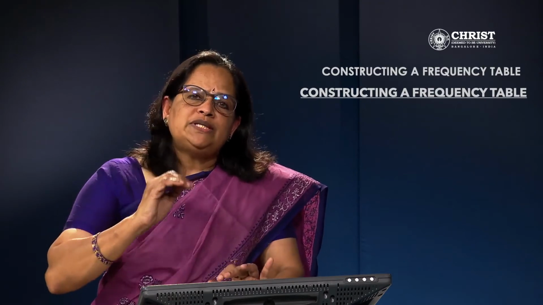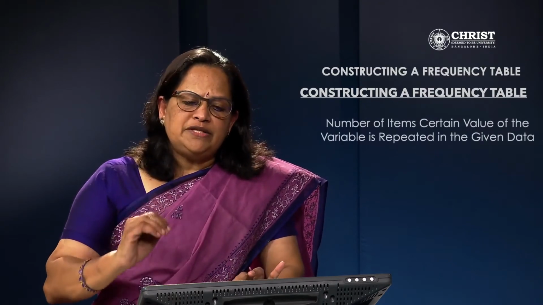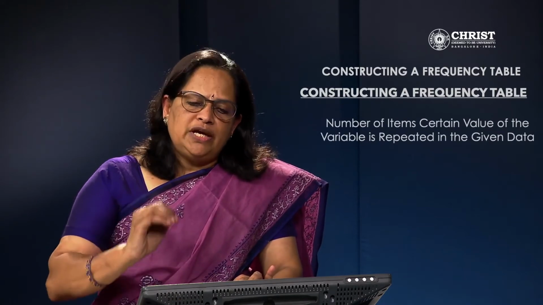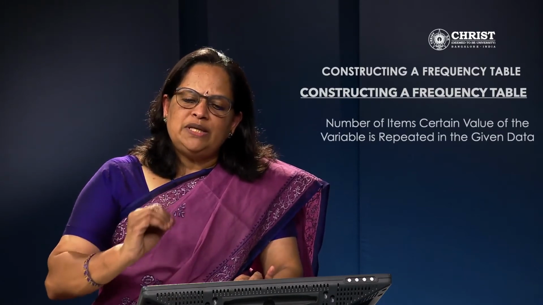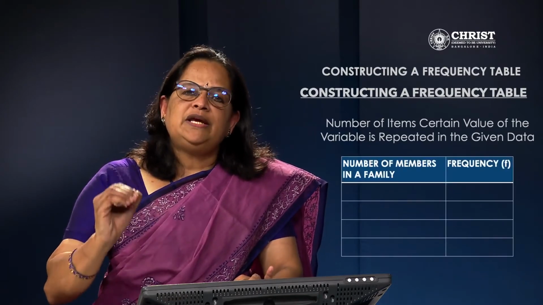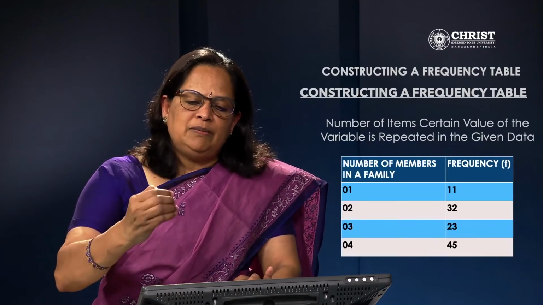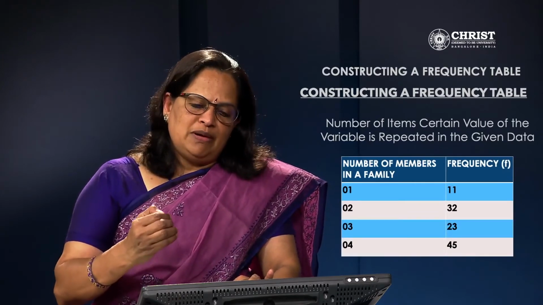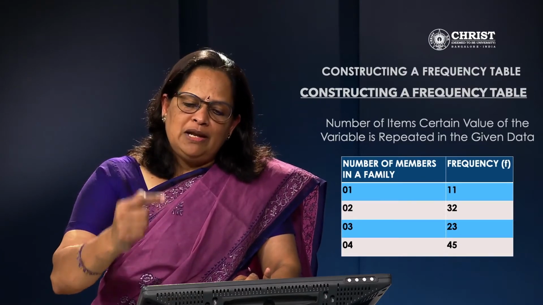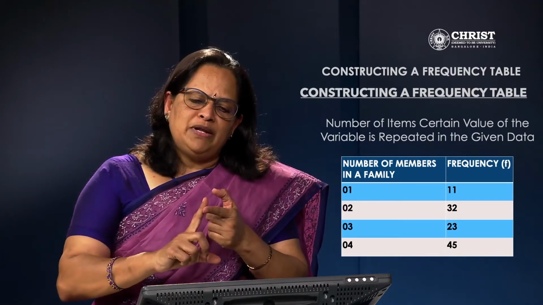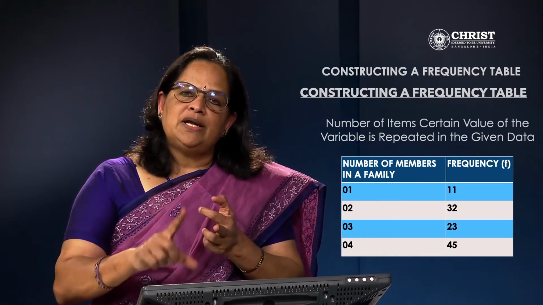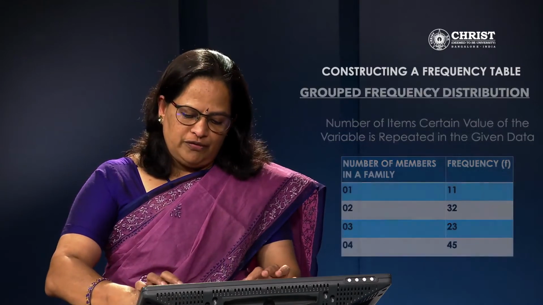Now, frequency thus means the number of times a certain value of the variable is repeated in a given data. So if you see the table, it is the number of members in the family. The values are 1, 2, 3, 4. The frequency values are 11. That meaning 1 member in the family, there are 11 households. 2, there are 32. 3, there are 23. And 4, there are 45.